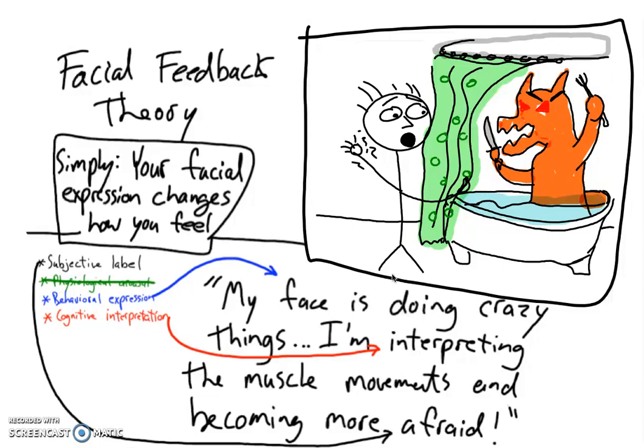So in the shower monster situation, my face is doing crazy things, and I'm interpreting the muscle movements and becoming more afraid. The fear may have already been there, but the facial expression is cognitively interpreted, according to this, as I should be more afraid. It's sort of like a feedback loop happens where the person ends up feeling more of whatever the facial expression is doing. So here, this look of fear would feed back into the cognitive interpretation and make the person even more afraid. I know this sounds crazy, but there's some research behind it.